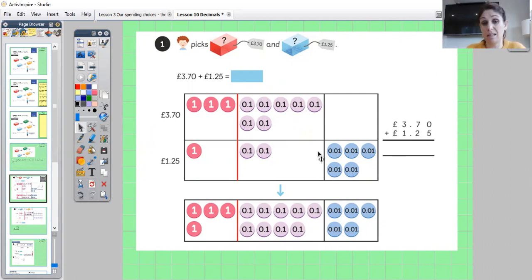So let's just have a look at what that looks like. If I were to talk about adding the red box and the blue box, well, the red box is £3.70 and the blue box is £1.25. And this is what that would look like with place value counters. 3 ones, 3 whole pounds, and then 7/10 of a pound. So this here shows that I haven't quite got a whole pound. I've only got 7/10 of my pound. And then I don't have any pennies at all. Okay, so there are no pennies. So I've got 3 whole pounds, 7/10, and no pennies.